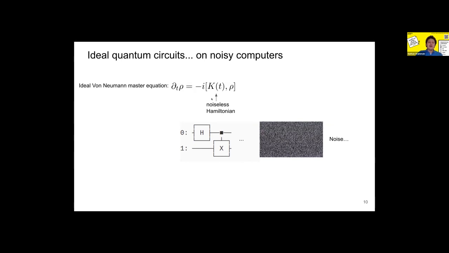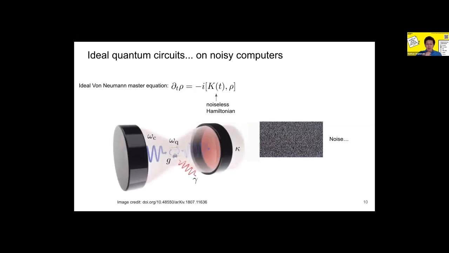This picture is an idealized picture in which we're assuming that only the operations provided by the user are those that happen and affect the dynamics of the qubits on the chip, or in general on the quantum processing unit. But that's not the case. And a way to model what is happening is provided by quantum optics in a very simple way.